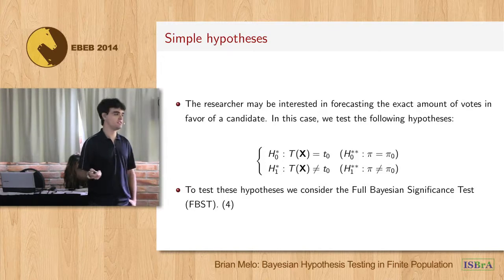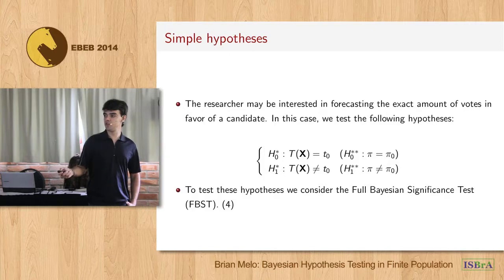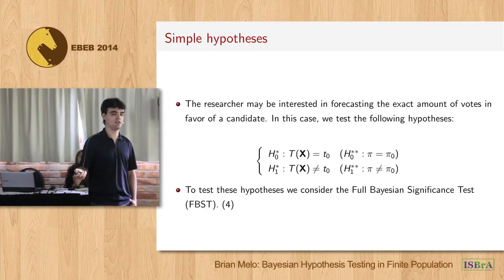Now we consider simple hypotheses, in the sense that a researcher may want the exact value, or wants to forecast the exact value of the proportion that a candidate may receive. So again, we have the hypothesis for the finite population model and for the superpopulation model. And now we note that in this case, this is a sharp hypothesis. So we consider the Full Bayesian Significance Test, the FBST, to test this. Here, this hypothesis does not have zero probability. But we also consider the FBST to test this, and it's nice because it behaved well.